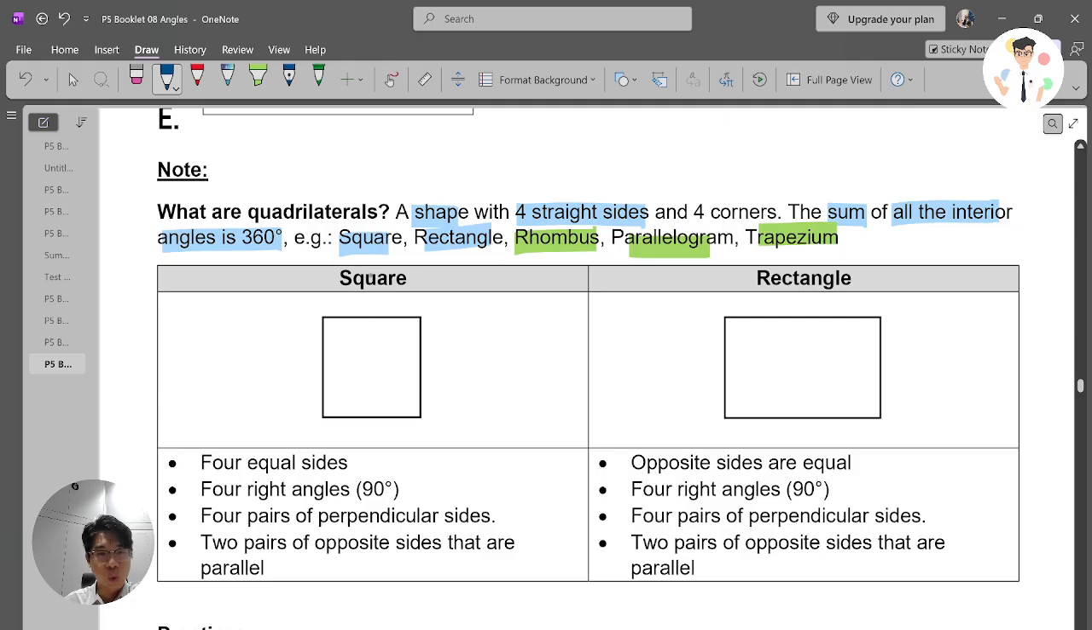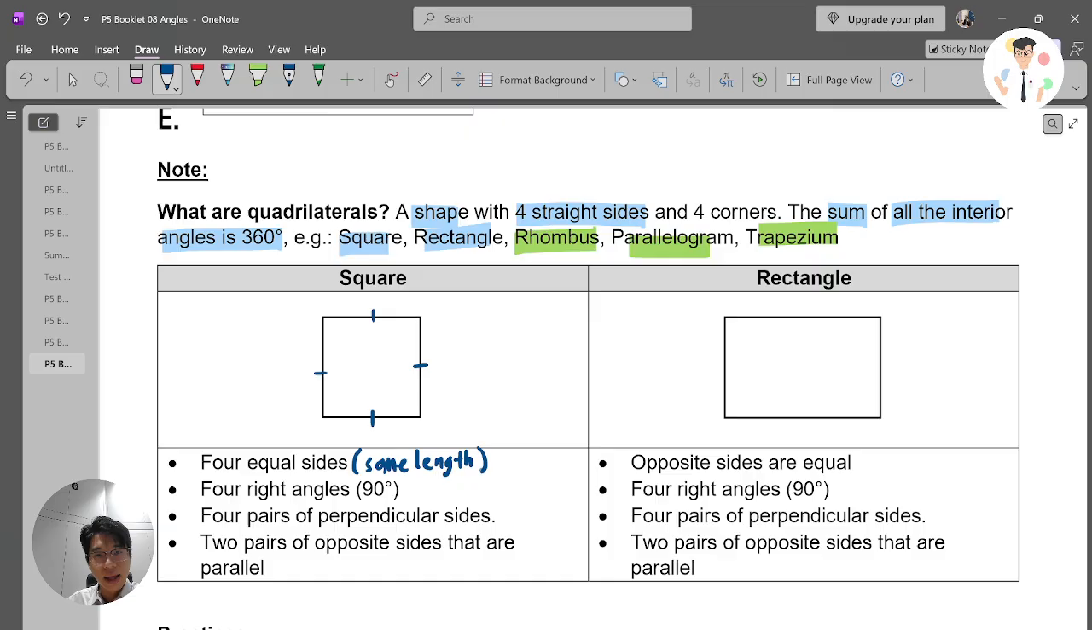First thing, square: you must understand that there are four equal sides. Four equal sides means that the lengths here are the same length. When I mention equal sides, it means same length. Next, there are four right angles. Right angles means 90 degrees, and that means here 1, 2, 3, 4.